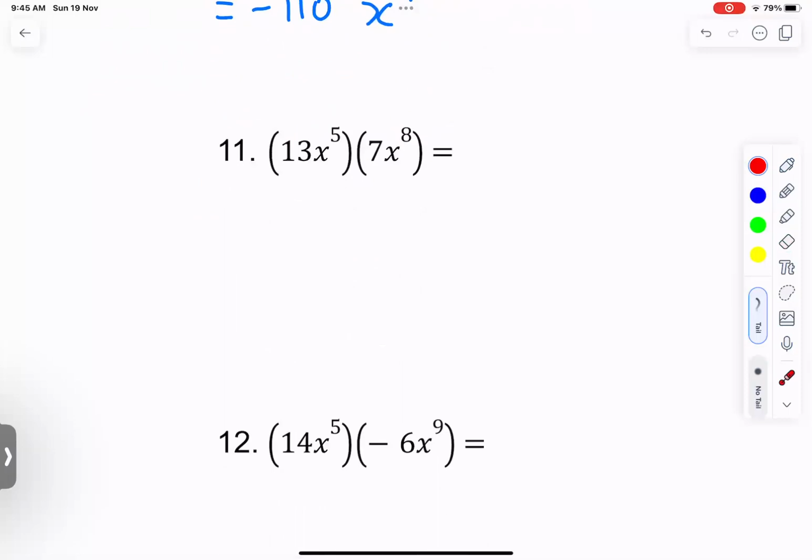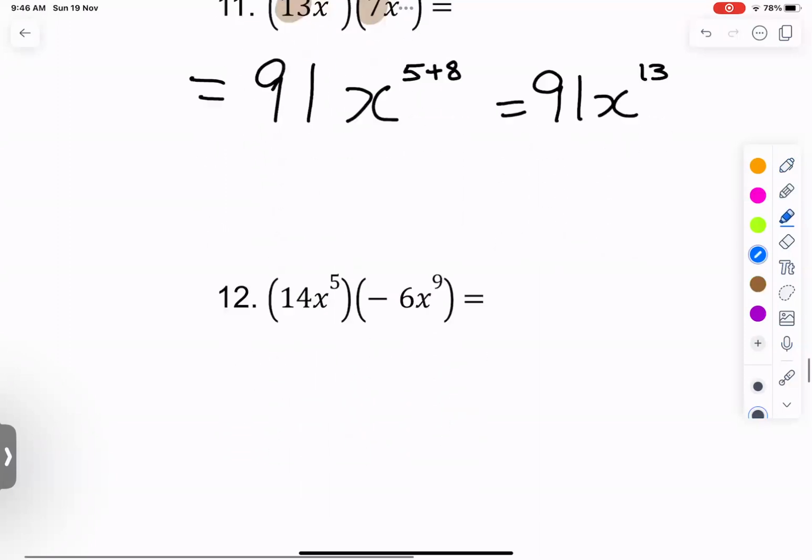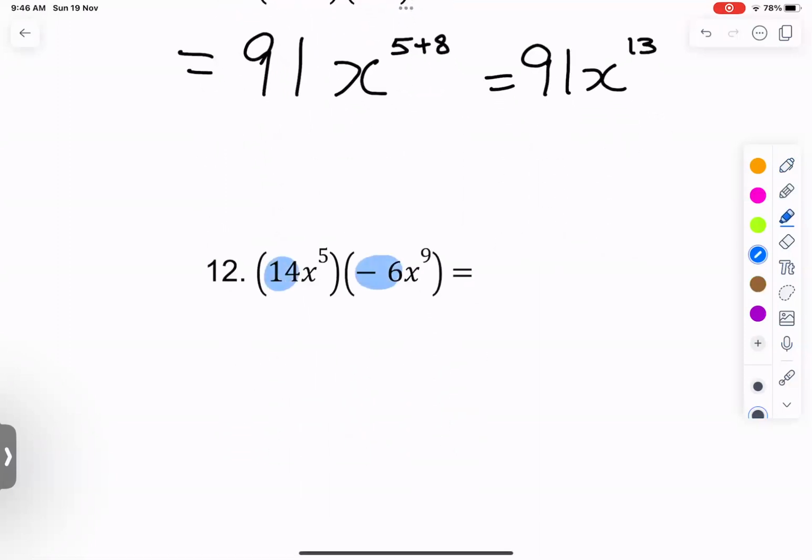Next, 13 times 7, what do you get? Numbers first, right? 13 times 7, 3 times 7 is 21. Okay, so 91. And then 5 plus 8, 13. Oh, again 13. Such a cute little number, right? And then next, what do you have? I'll move a little quicker because I think you guys can understand this much.